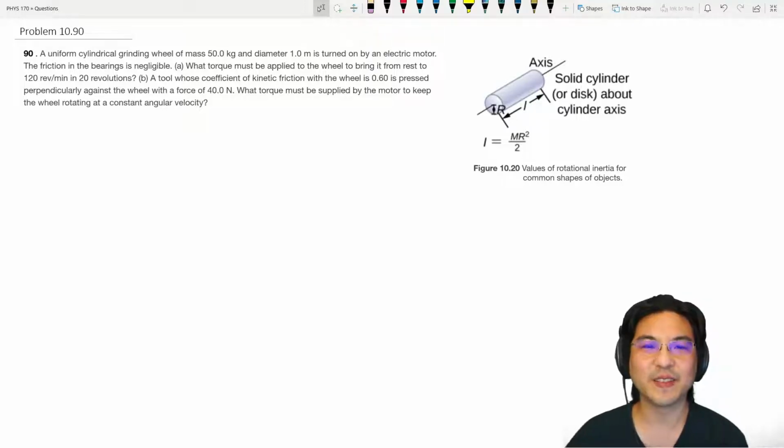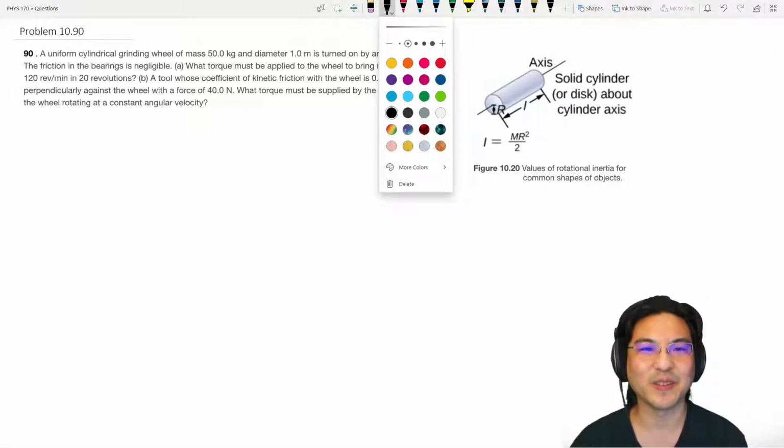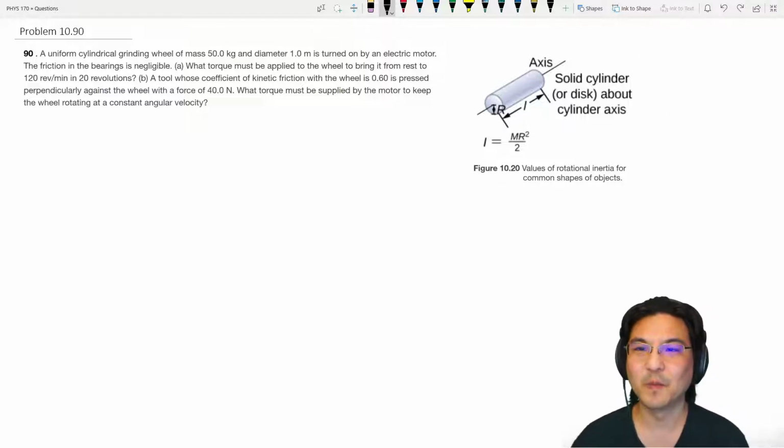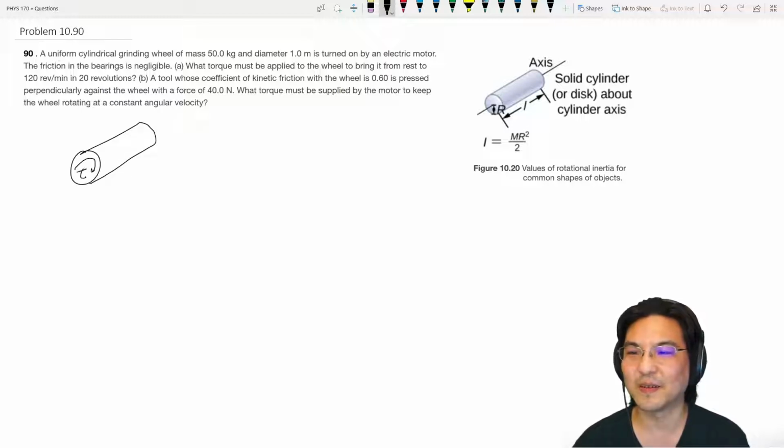Hey everybody, let's give this problem a try. So we have some cylindrical grinding wheel. I brought this in from the table in the book for the moment of inertia. And then let's see. There's some electric motor providing some kind of torque. So there's that cylinder and there's some torque. I'll say torque from the motor.